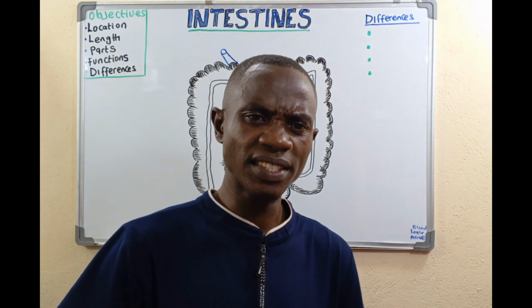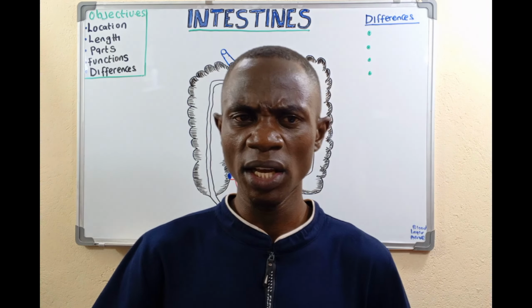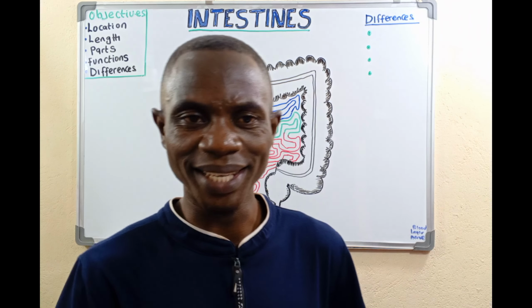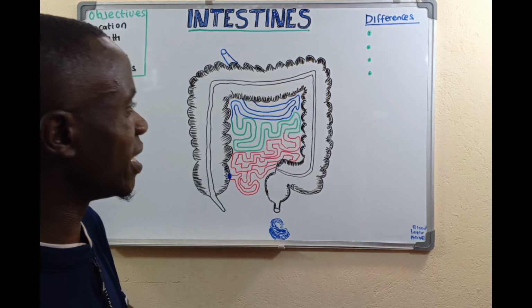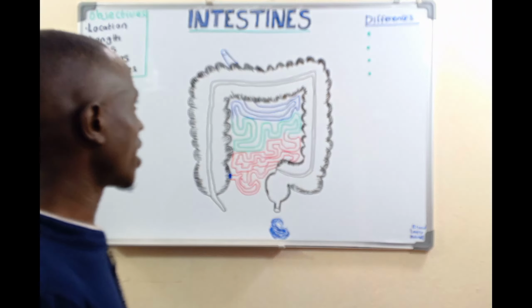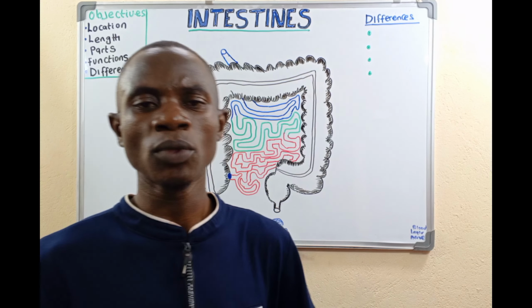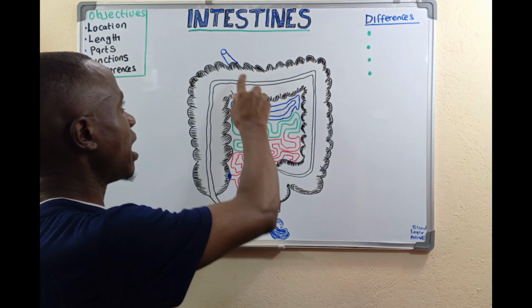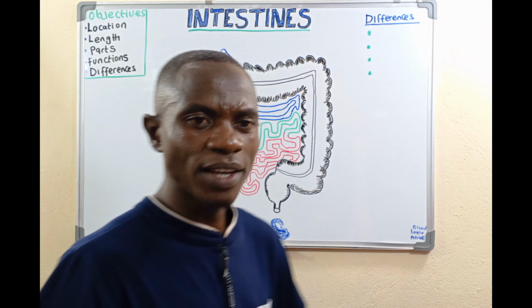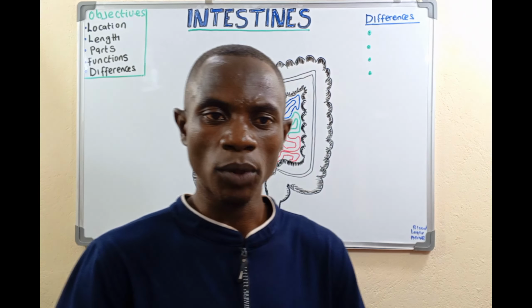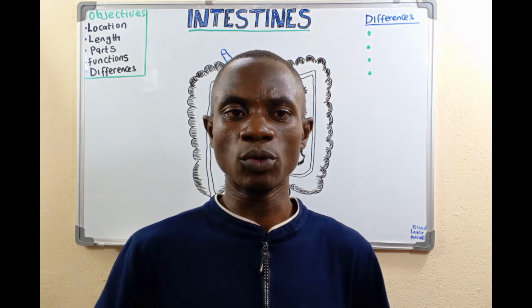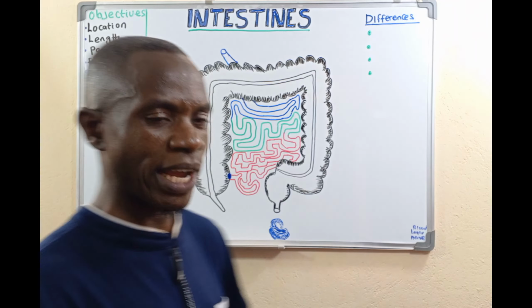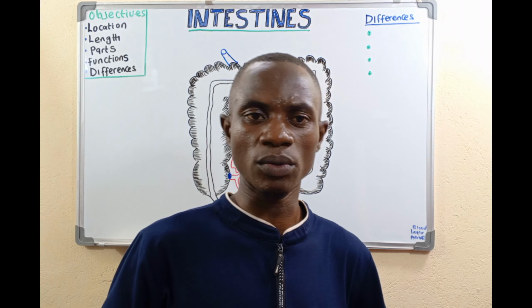Now, the intestine is one of the main components of the gastrointestinal tract, which you may also call the alimentary canal. The intestines are found within the abdominal region, moving straight from the pyloric sphincter down to the anus. So the intestines start from the pyloric sphincter and move down to the anus.